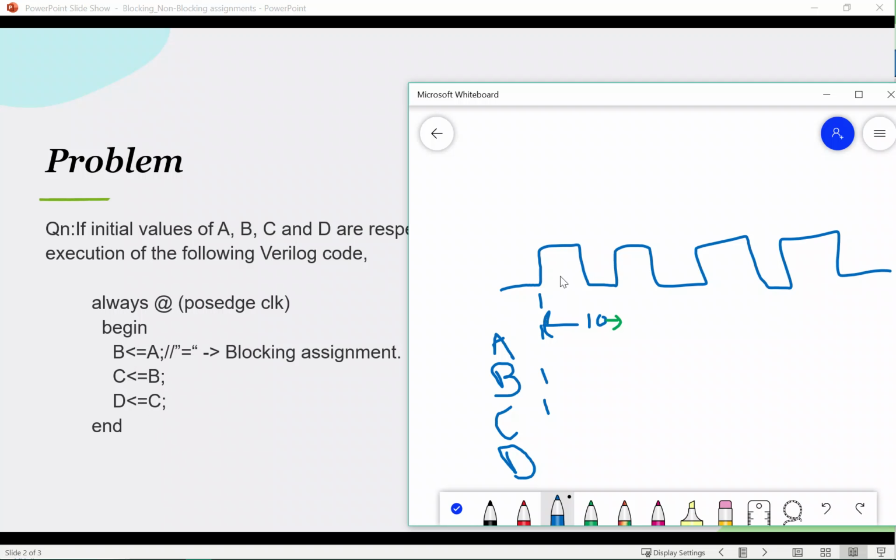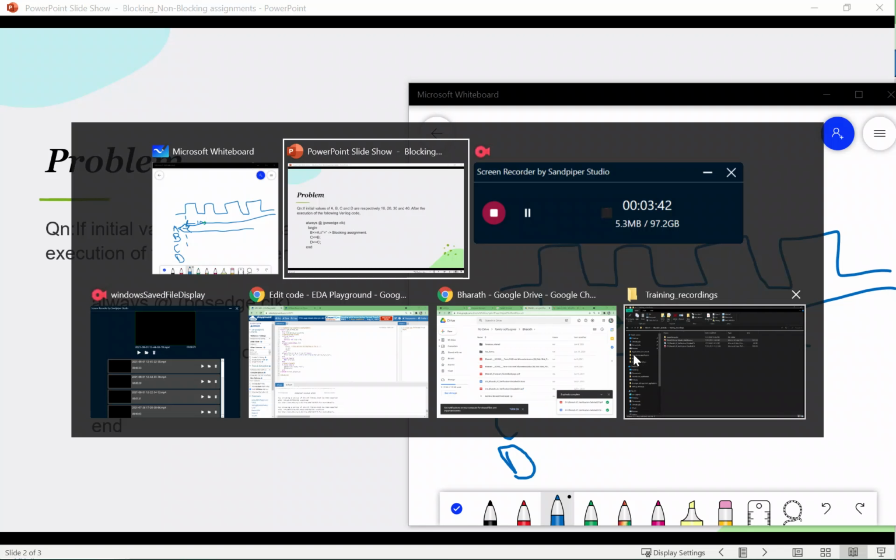So let's assume in this first clock, A will be what? Irrespective of the first clock or second clock, any clock, we never reassign A. So A will always be 10. From the beginning itself, A will retain 10 until the end of the simulation, however many clocks there are. Let's move ahead and explain.